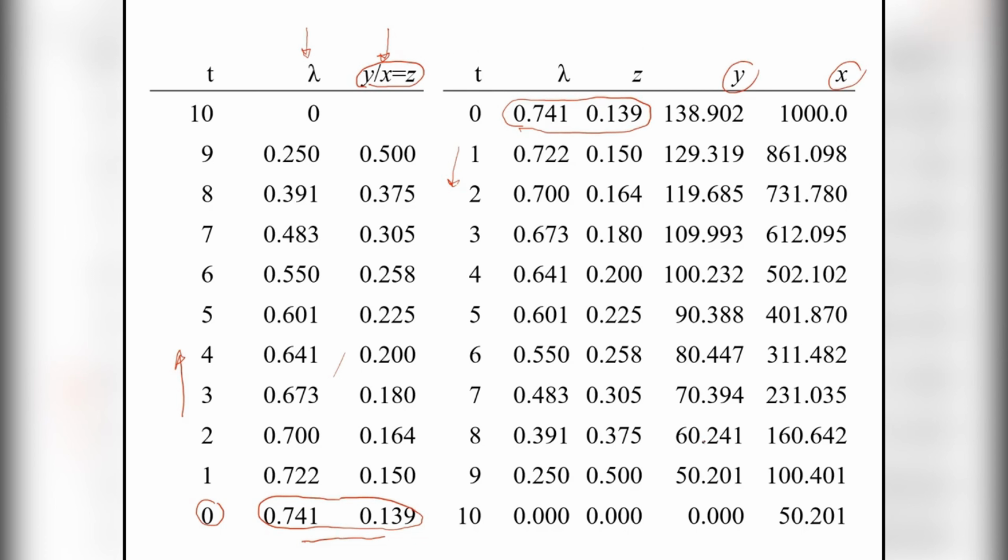And the important thing to realize here is that as we go down in the 10th period, there's no harvest. It doesn't pay to harvest, which is why the lambda is 0. And we notice that 50 units of the 1,000 that we started with are still left in the mine. So that is our complementary slackness condition there.